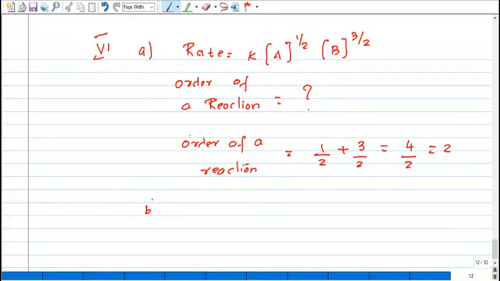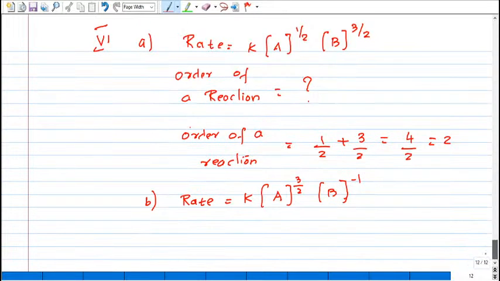Let me go ahead with the B question. Can you find the answer for this? I think Rupa is there in the line, and so many of our students are there. Sanjay is there. So, let me give this equation. It is K into A power 3 by 2, B power minus 1. Can you find the order of the reaction for this? I hope you would have got the answer now.